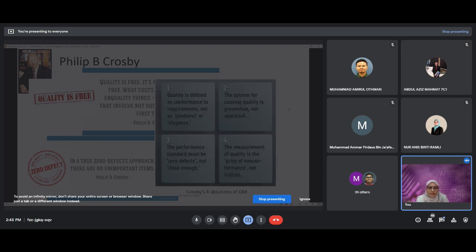And Crosby also established four absolutes of quality management. The first one is conformance to requirement. The second one is no such thing as a quality problem. The third one is doing the job right the first time, which is zero defect. And the measurement of quality is the price of non-conformance, not the indices. So it is the cost because of the non-conformance. It relates to the cost of quality. Okay, so that is Philip Crosby's contribution to quality management.